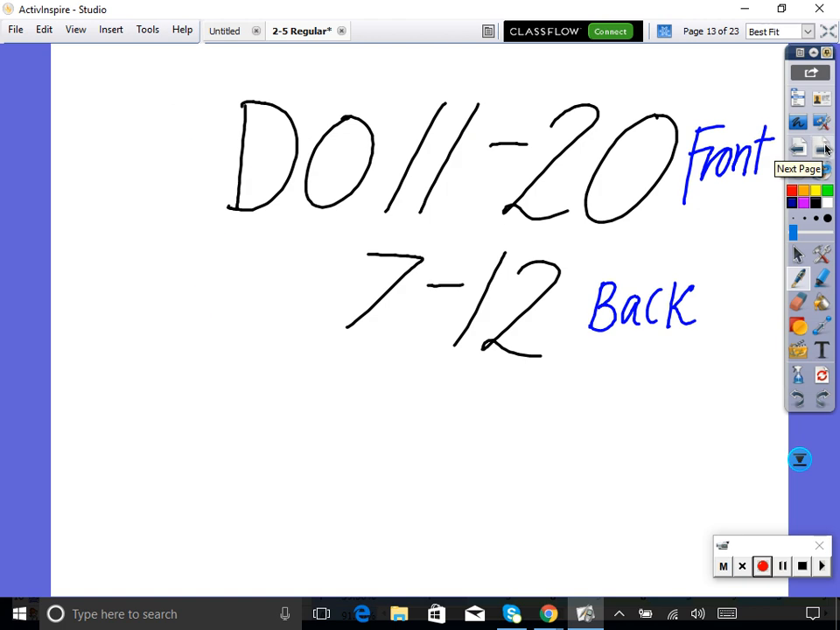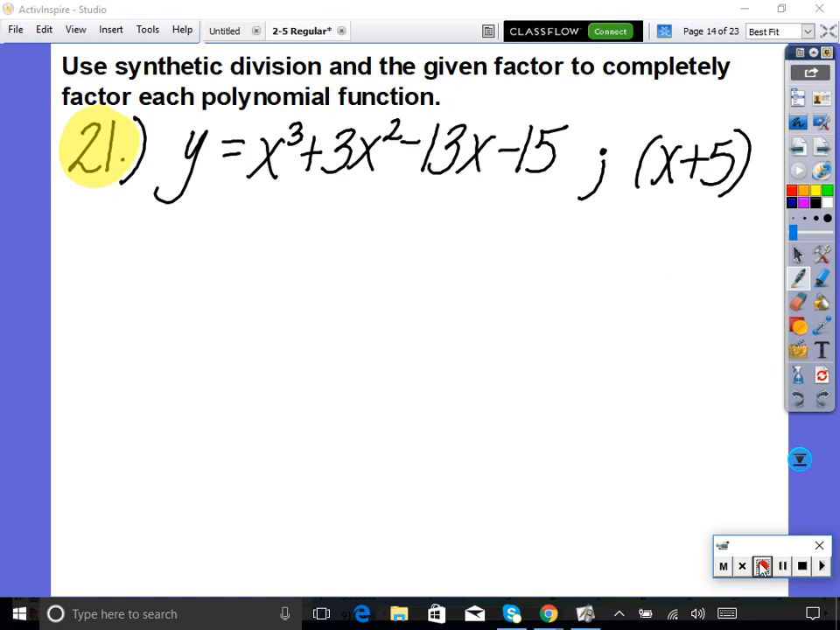Right, ready to go. Stick with the ones I have on the board, please. Do 11 through 20 on the front, and then 7 through 12 on the second page. The second page. Ready, go to 21.